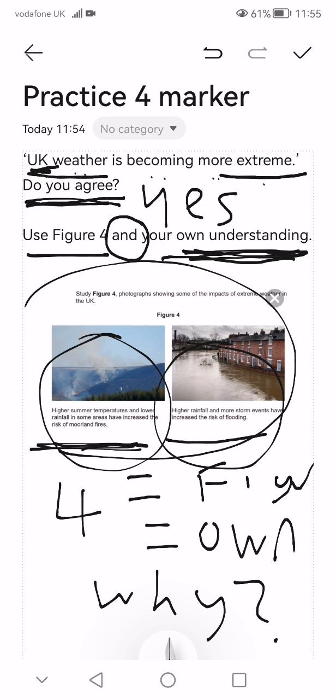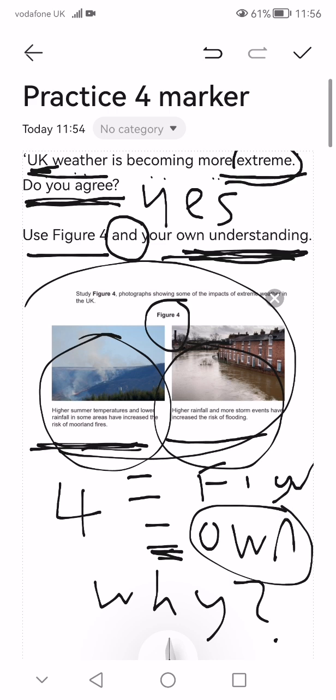You could then say one sentence to prove it. So give me some evidence here, for example. For example, in 2014, and so on. And your last sentence, the fourth one down here, is how is this showing extreme weather? This was extreme because there was more rain in 1 month here than ever in recorded history. And that's it. You've used two different examples, one from the figure, one from your own understanding, and you've justified how that means UK weather is becoming more extreme.